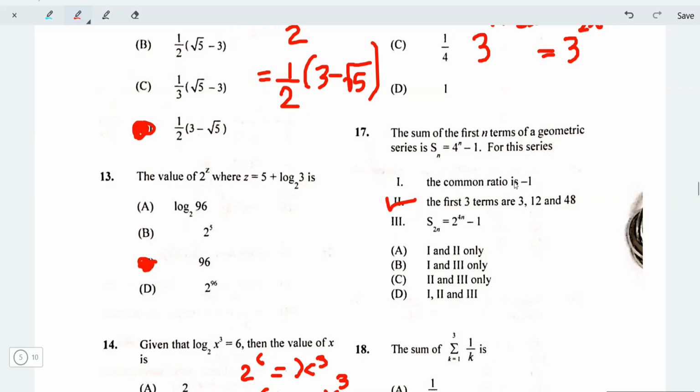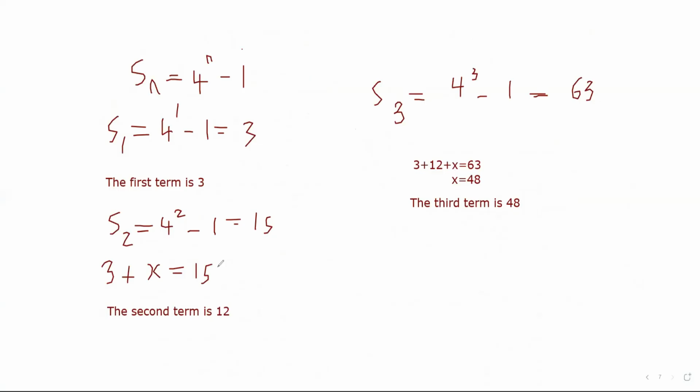Now, is the common ratio -1? The common ratio R would be the second term divided by the first term, so 12 over 3, which is 4. You could also easily use 48 over 12. That's how we find the common ratio. Common ratio is found by dividing the second term by the first term. That would be 4.